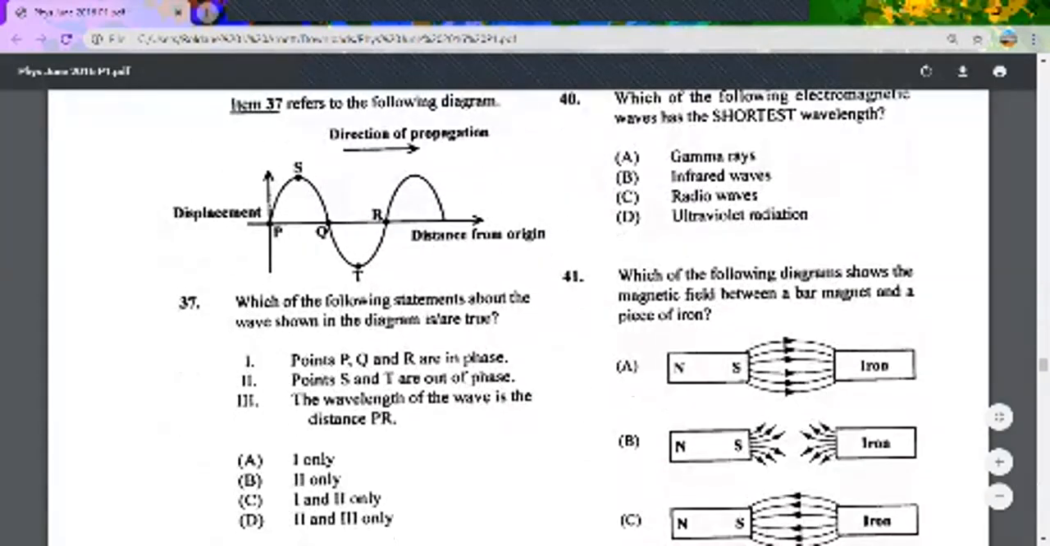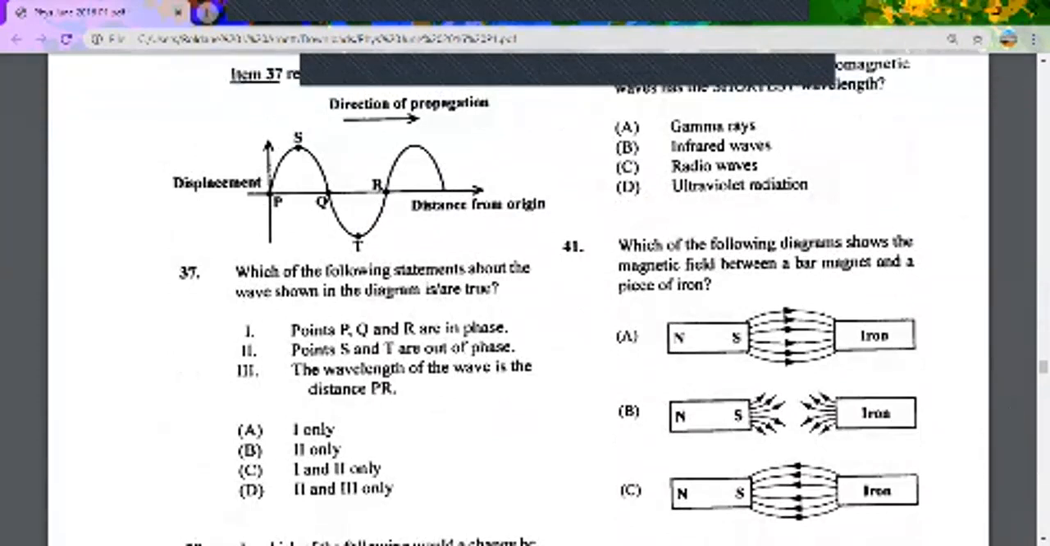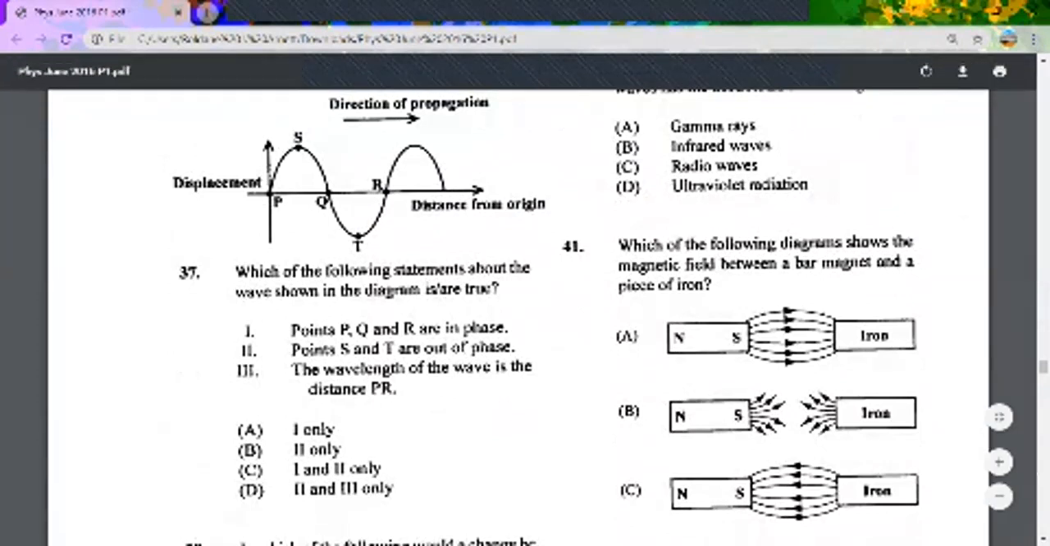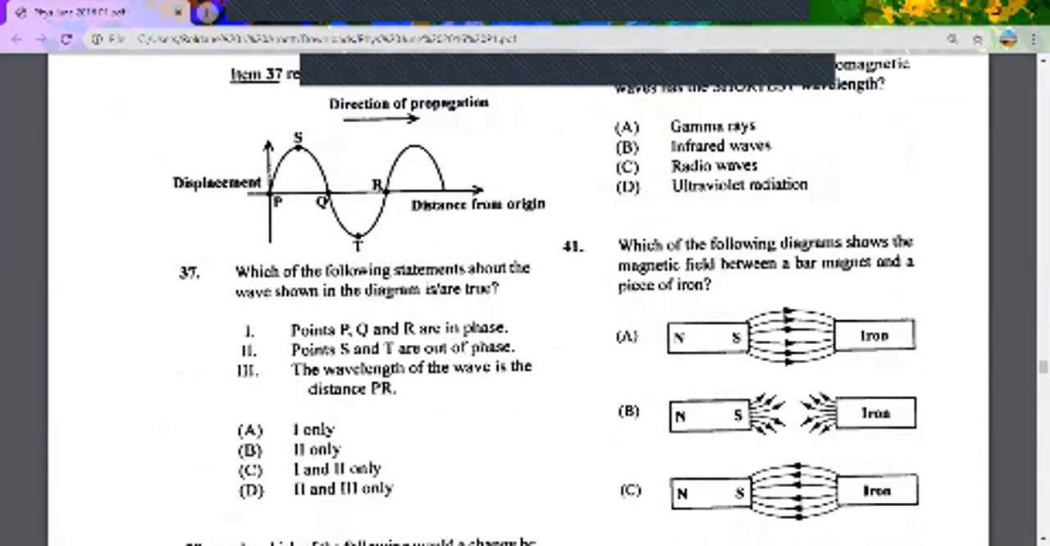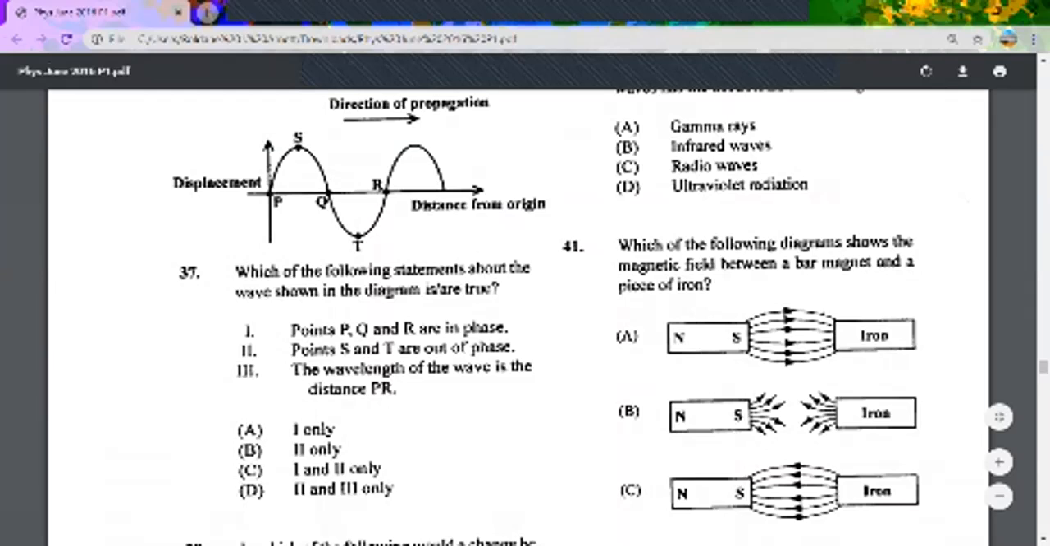37. Which of the following statements about the wave shown in the diagram is or are true? This would be D. S and T are out of phase. We saw that in an earlier question. The wavelength of the wave is distance PR, so it's one complete oscillation. So from P to S to Q to T to R, that's one oscillation.